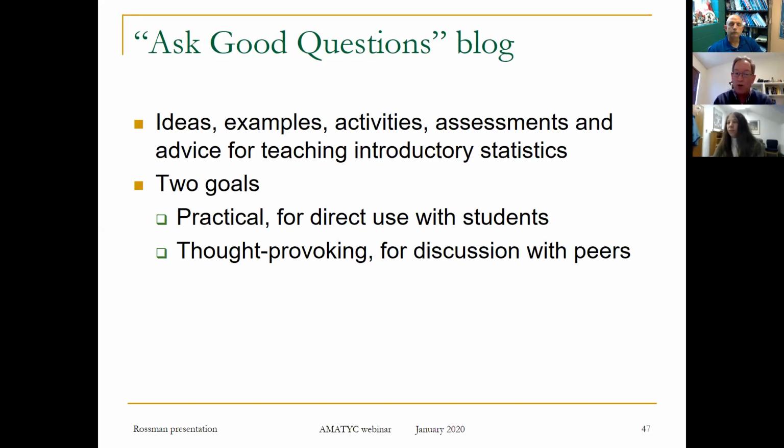I have 2 goals with each blog post. One is I want each post to be very practical, something you can use directly with students. Makes me very happy when someone emails me and says, I read your blog post on Monday. I used some of those questions with my students on Wednesday. The other thing I try to achieve is I want them to be thought-provoking. I hope that the faculty will get together and have conversations with their peers about what to teach and how to teach statistics based on what I present in my blog.